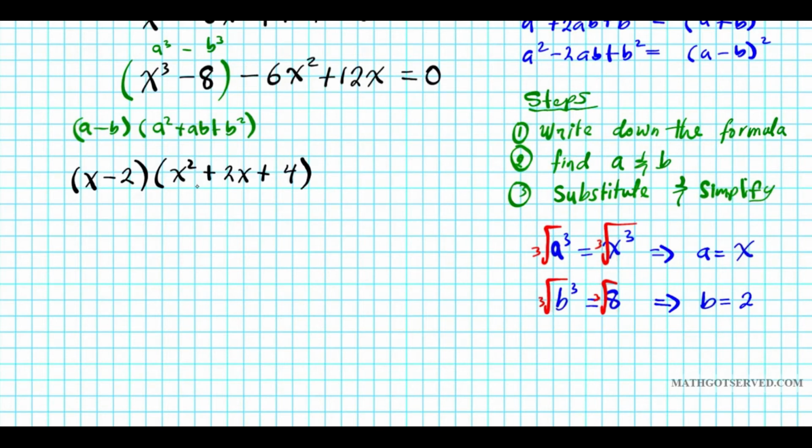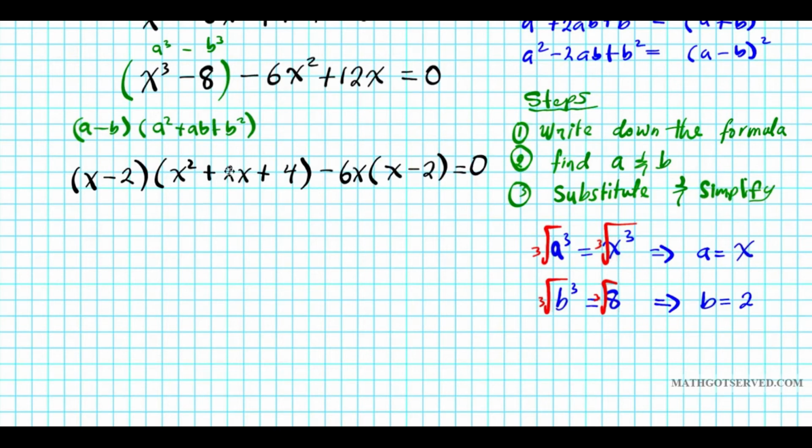All right, so that's that for the factorization of this difference of cubes. Now let's shift our attention to these two terms on the right. What is the GCF of negative 6x squared and 12x? The GCF is negative 6x. So if you factor that out, you're going to be left with x minus 2, equals 0.